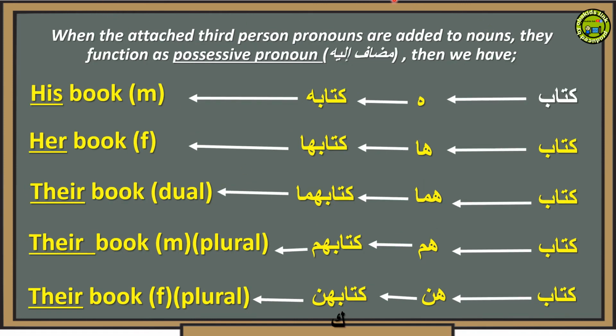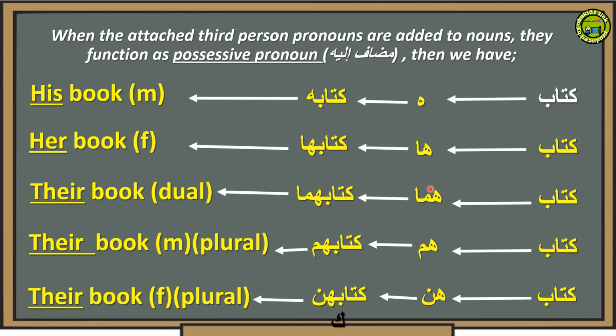When the attached third person pronouns are added to nouns, it functions as possessive pronoun, مضاف إليه. Then we have كتاب, which means a book, plus هو becomes كتابه, his book, for masculine. So the possessive pronoun here is هو. كتاب plus ها becomes كتابها, her book, for feminine. So the possessive pronoun here is ها.